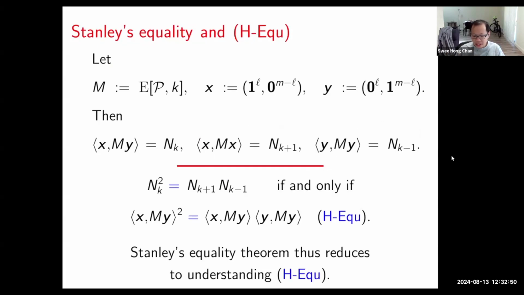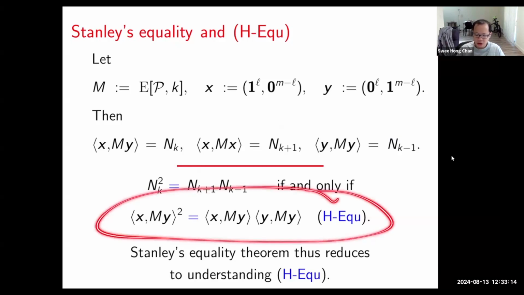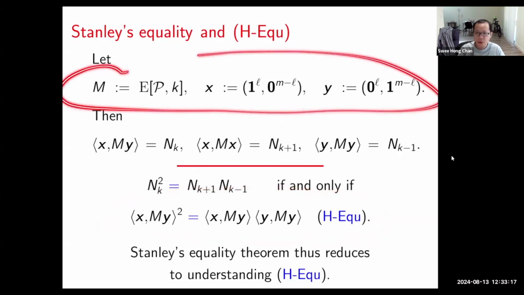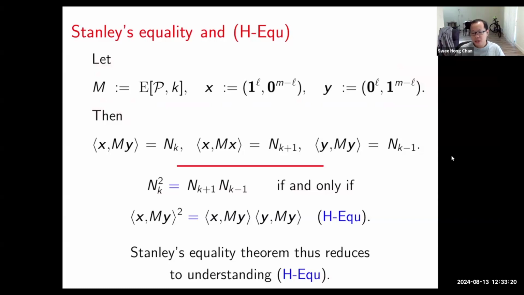Okay. And notice that this is actually just a special case of Stanley's equality. Because remember, by using these choices of M, x, and y, these three values can be written as n_k plus 1, n_k, and n_k minus 1 in Stanley's inequality. So then, having equality in Stanley is the same as having a hyperbolic equality for this specific choice of M, x, and y. And in particular, if you want to prove Stanley's equality theorem, it will then reduce us to understanding the hyperbolic equality for at least many of the applets. That is the idea.